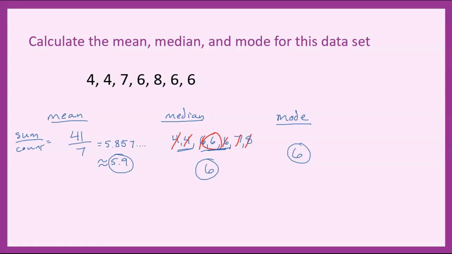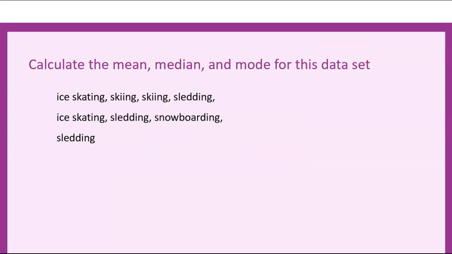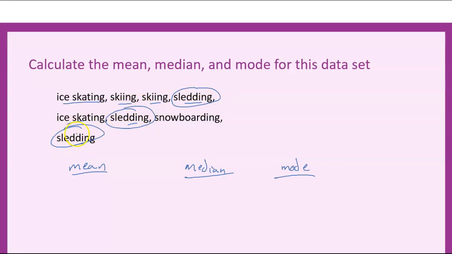Let's try one more example. Calculate the mean, median, and mode for this data set. So we have different winter activities. Let's see, we have 2 ice skating, 2 skiing, and then 1, 2, 3 sledding. Okay, so mean, median, and mode. Well, I think we just figured out the mode. We said sledding happens 3 times, so that's going to be our mode.